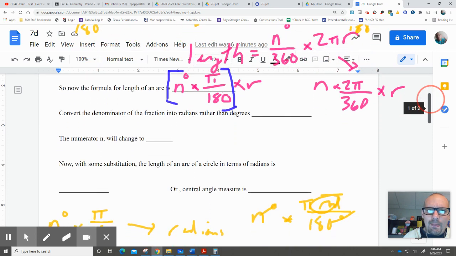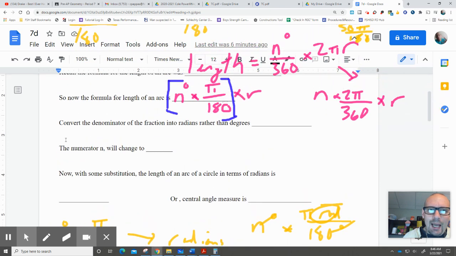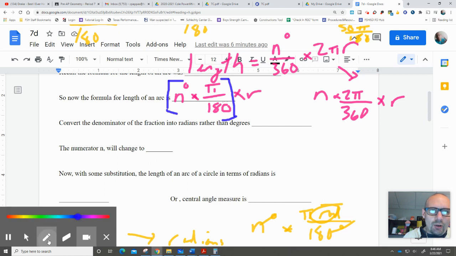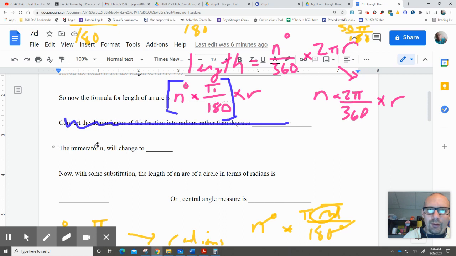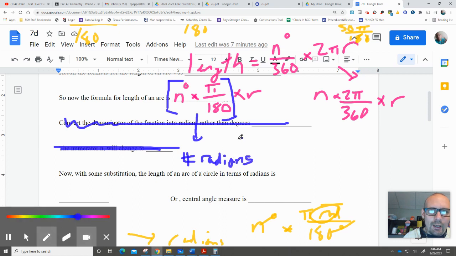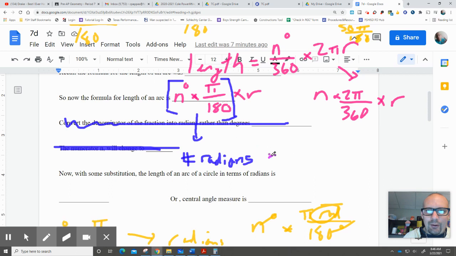to radians. Okay, and so now, we convert the denominator of the fraction into radians rather than degrees. We're going to forego that. So the numerator times pi over 180, cross this out here. So our n times pi over 180 gives us our number of radians, and now we're still multiplying our number of radians by our radius to get the length of our arc.